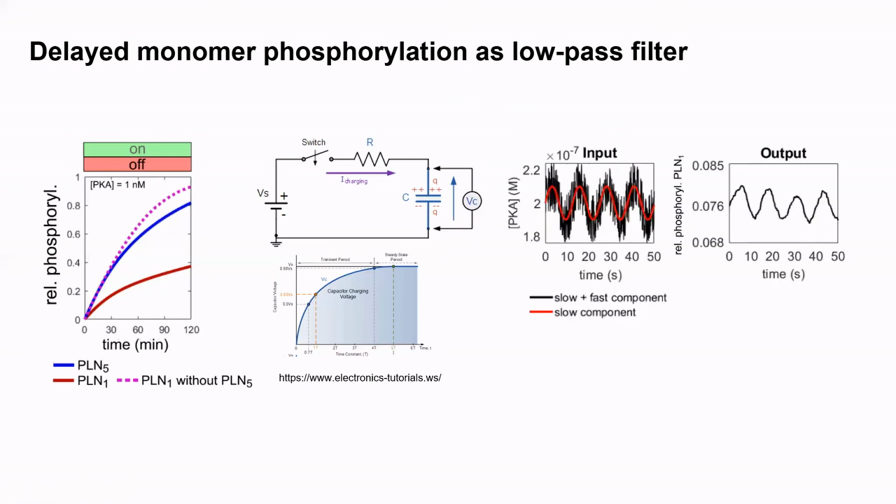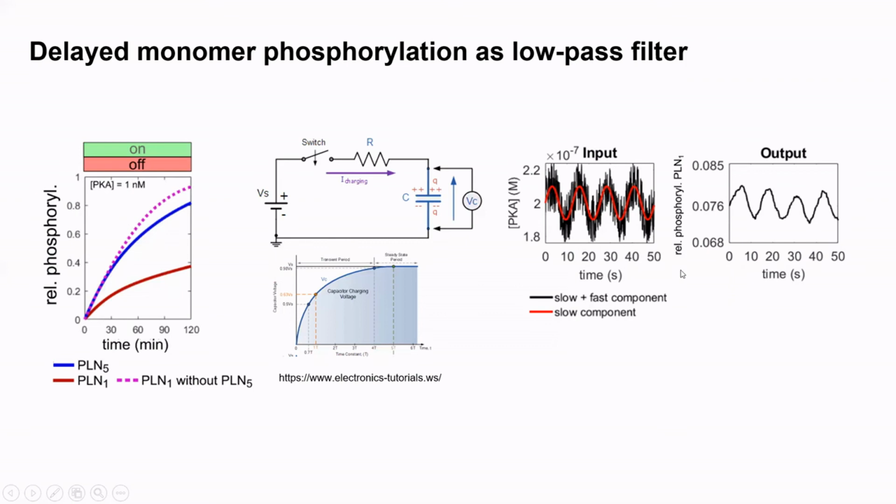So I performed some further simulations in which I subjected the model to a fluctuating kinase PKA activity, consisting of a slow component shown in red here and some fast random noise shown in black. I then followed the phosphorylation of monomers as an output of the model. What you can see here on the right-hand side is that the phosphorylation output closely resembles the slow component, but that all the fast random noise in kinase activity is effectively filtered out.